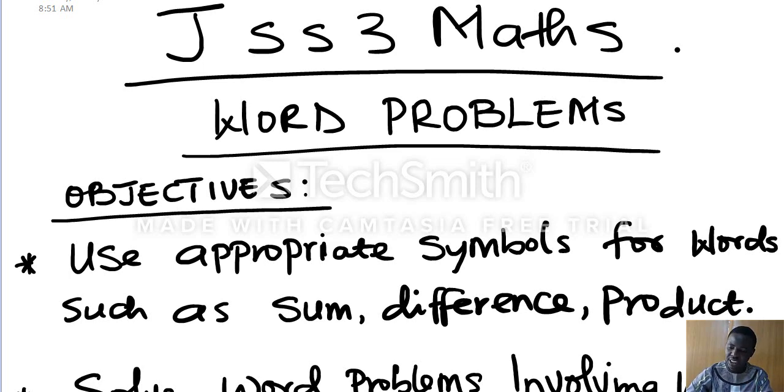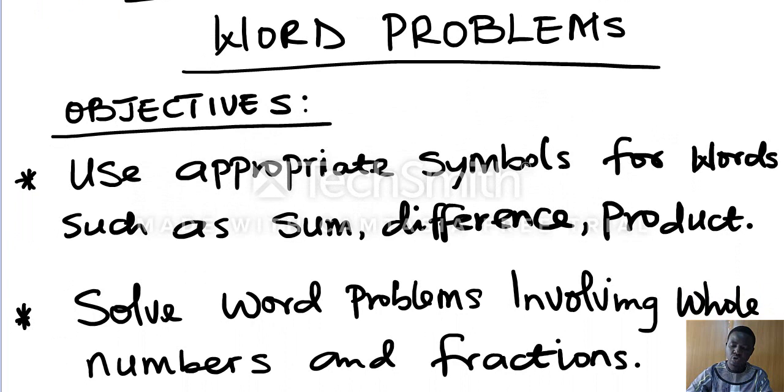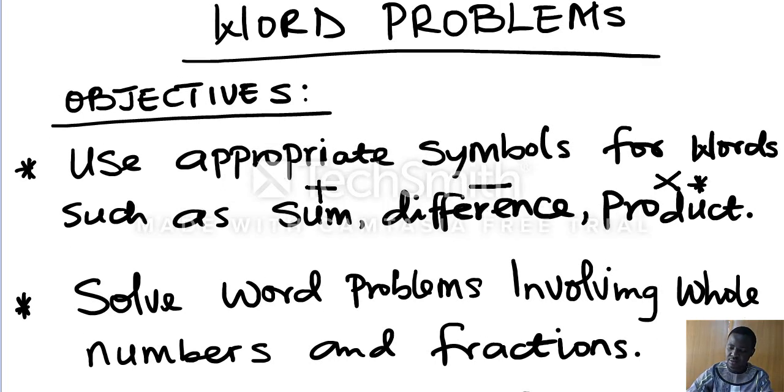Some of the objectives of today's class include use of appropriate symbols for words such as sum, difference, and product. Some of you may already know that for sum the symbol is a cross, for difference it is a minus, and for multiplication it is this. In most cases you may see asterisks being used as multiplication, most especially in your devices.